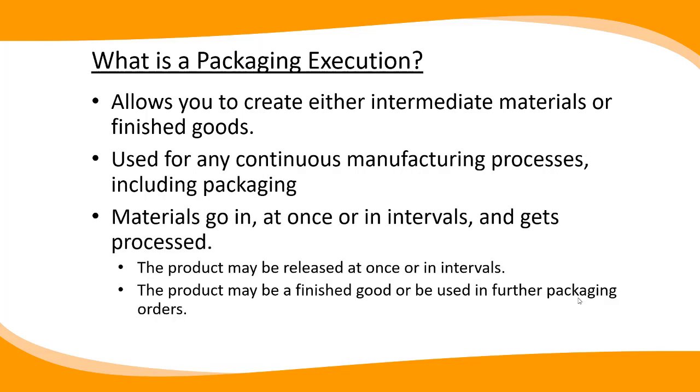A packaging execution is similar, as discussed before. It also allows you to create either intermediate materials or finished goods. Packaging execution is used to execute a continuous manufacturing process, including packaging, and we'll get more into that later. The materials go in at once or in intervals, and later get processed. The product may be released at once or in intervals, and the product may be a finished good or be used in further packaging orders.